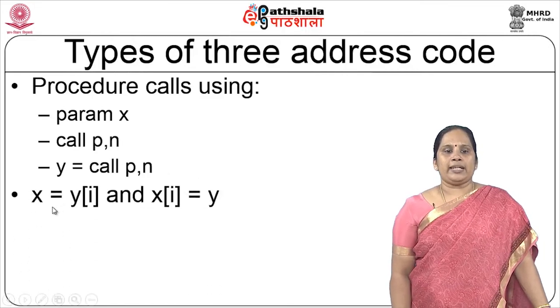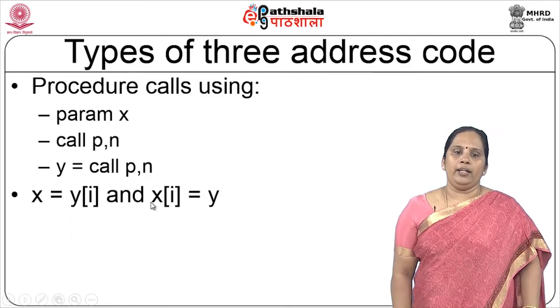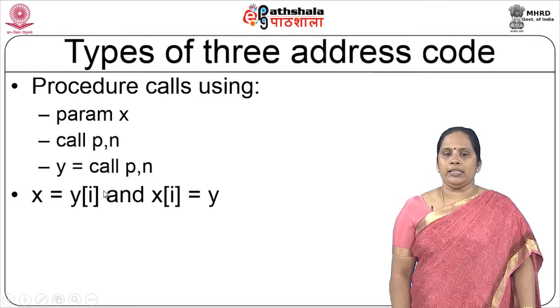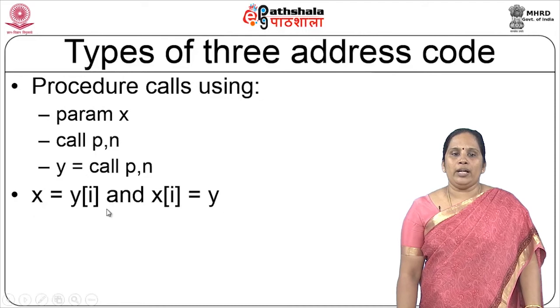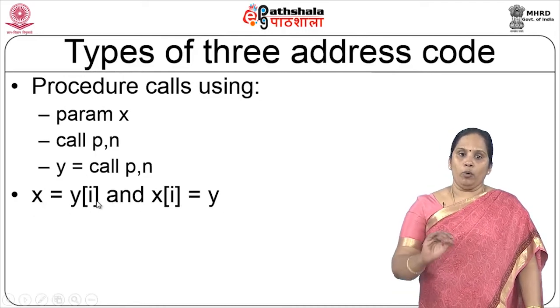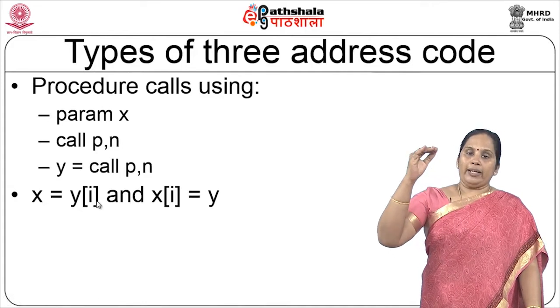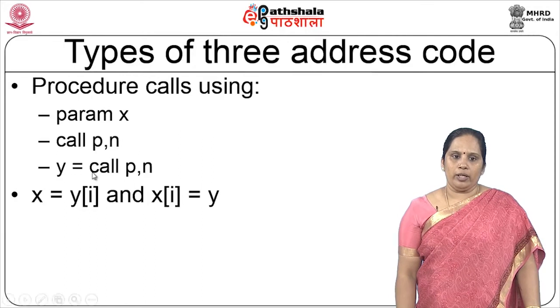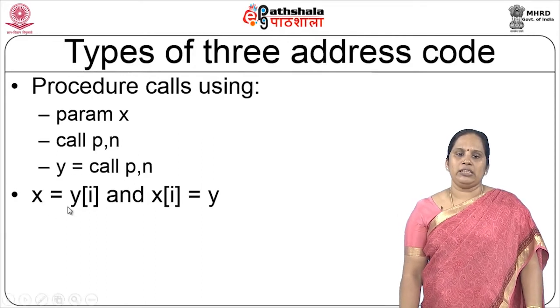The next one is X is equal to Y of I and the reverse, I mean vice versa. My array can be on the RHS, and the array can be on the LHS also. So X of I is equal to Y. So what does it basically do? It computes Y of I, that is go to Y, look at index I, get its content and put it into X. So that is one interpretation of this statement.